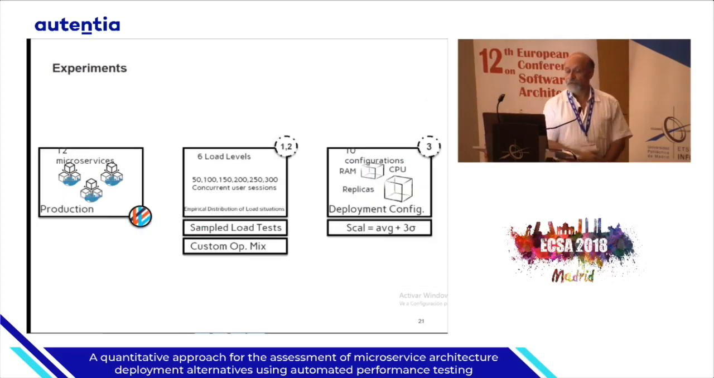So we ran several experiments here. We had 12 microservices in production, 6 load levels. In terms of the state, it is the number of concurrent user sessions, and we look at 10 configurations in terms of memory, CPU, and deployment, and our scalability requirement was average plus 3 standard deviations.